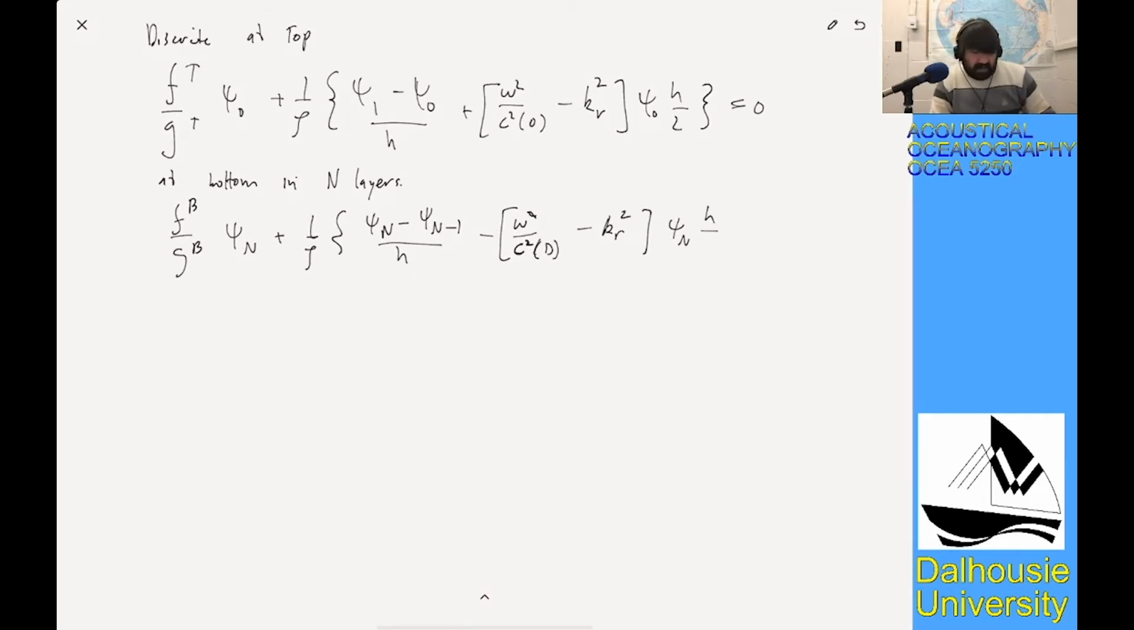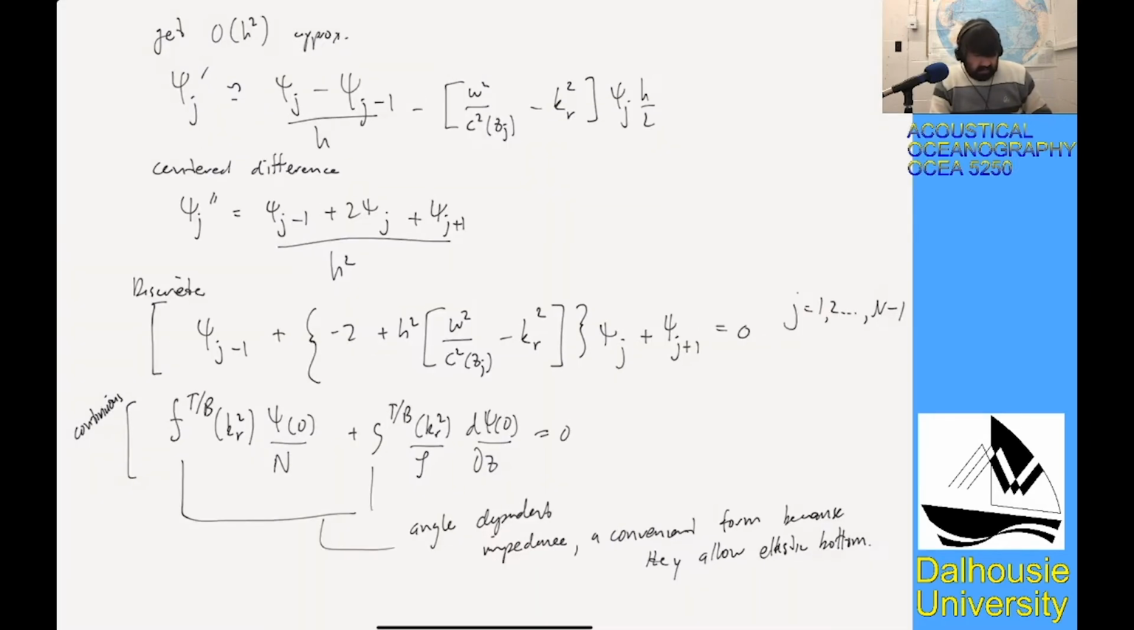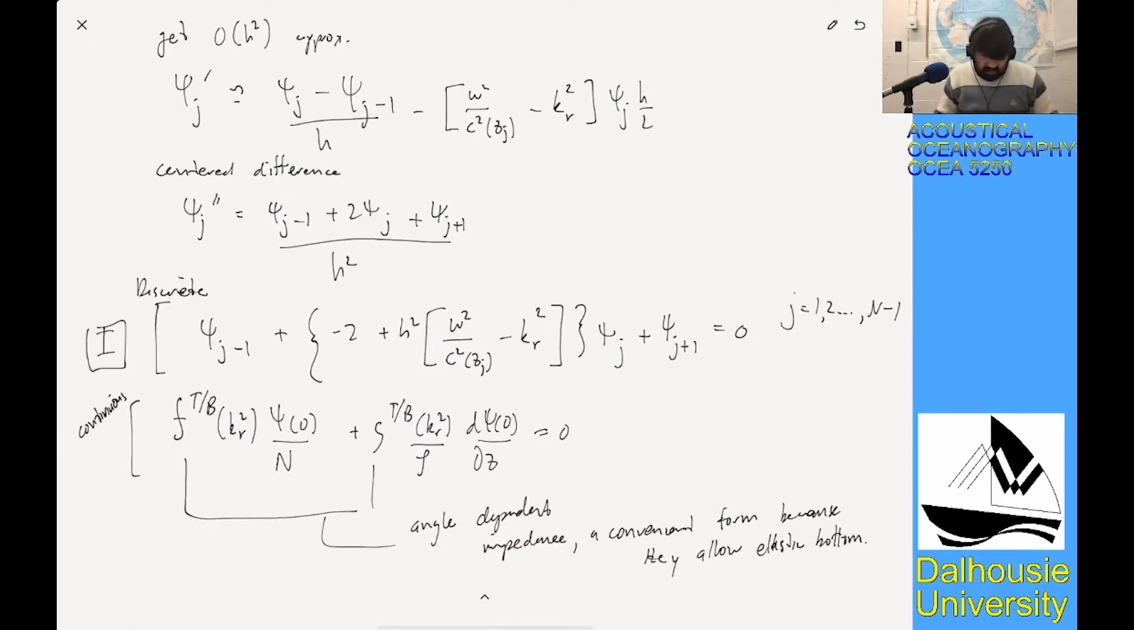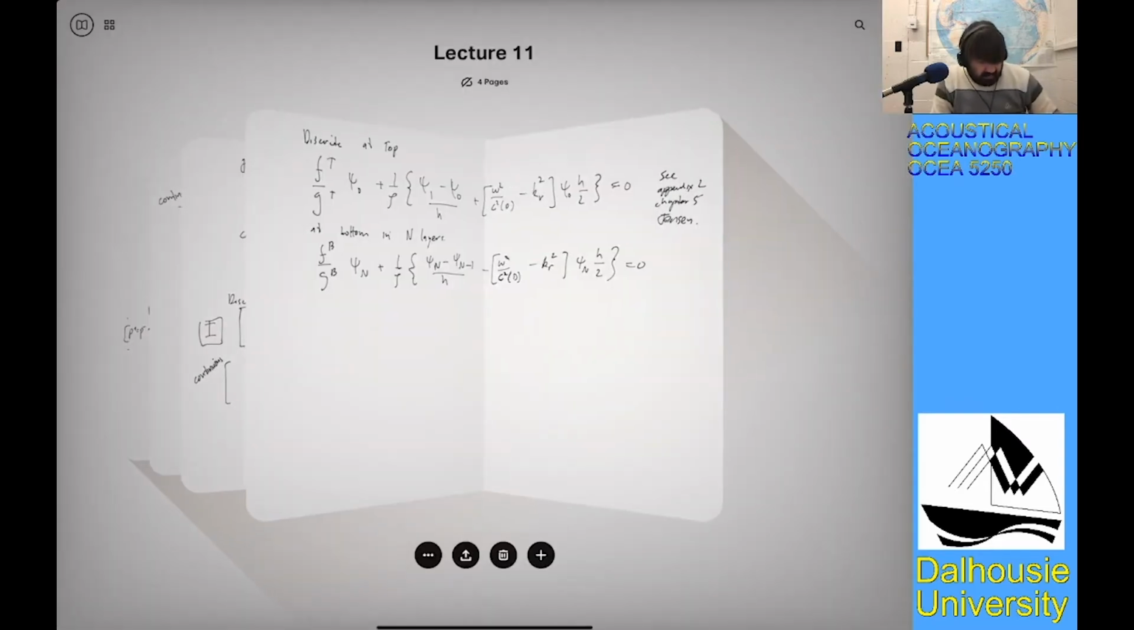Okay, so I just kind of wrote those down, but I will say see Appendix 2, Chapter 5 of Jensen. If you're a real detail-oriented person, go ahead and check that out. But I just wanted to jump to the conclusion here. Hope that's okay. Our main equation here, I'm going to label 1. That's a discrete version of our continuous modal equation, and we have this version at the top and the bottom. And now let's rewrite 1.